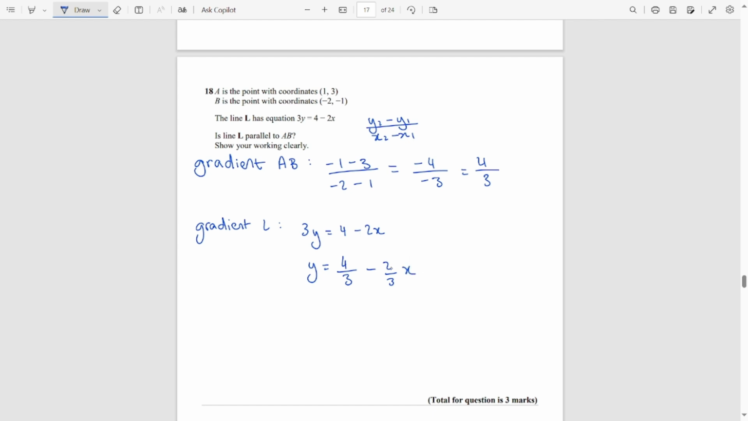Now we need to pick out what is the gradient here. The gradient is always the value before the x. It might be clear to see if I swap those around. So y is minus 2 over 3x plus 4 over 3. So y is mx plus c, and therefore the gradient is equal to minus 2 over 3, which is not the same as 4 over 3. So therefore these are not parallel lines.